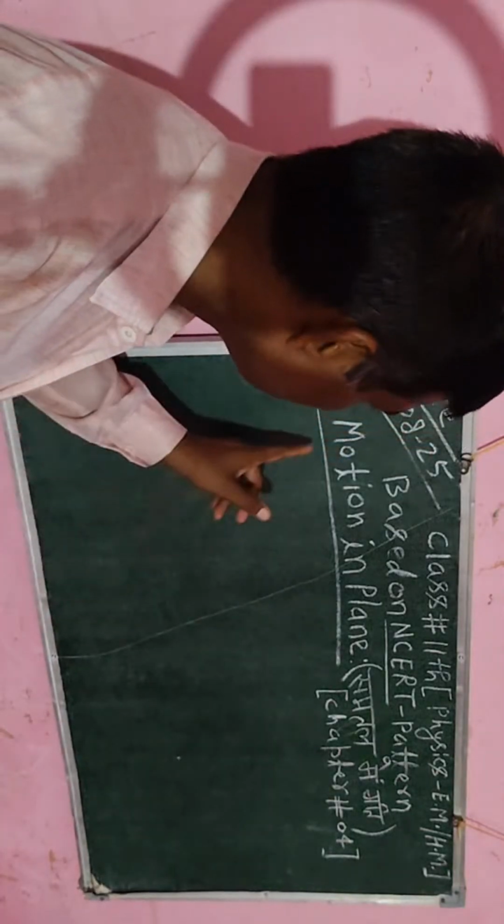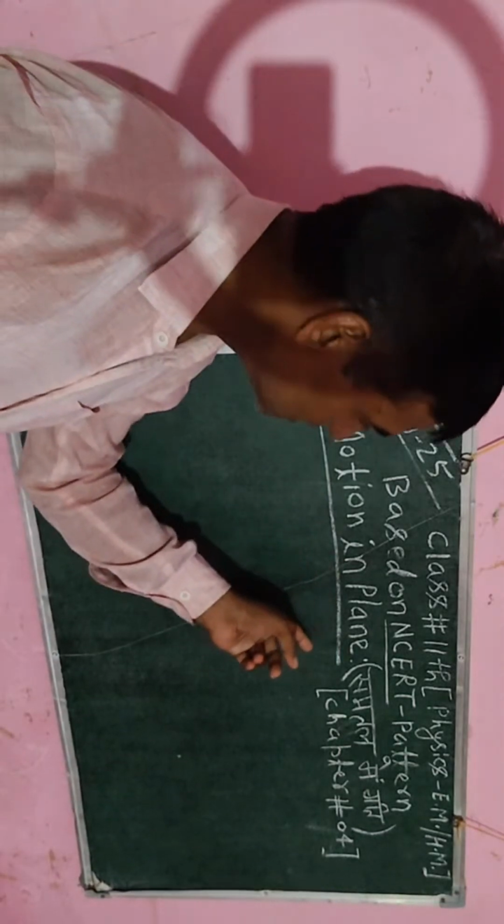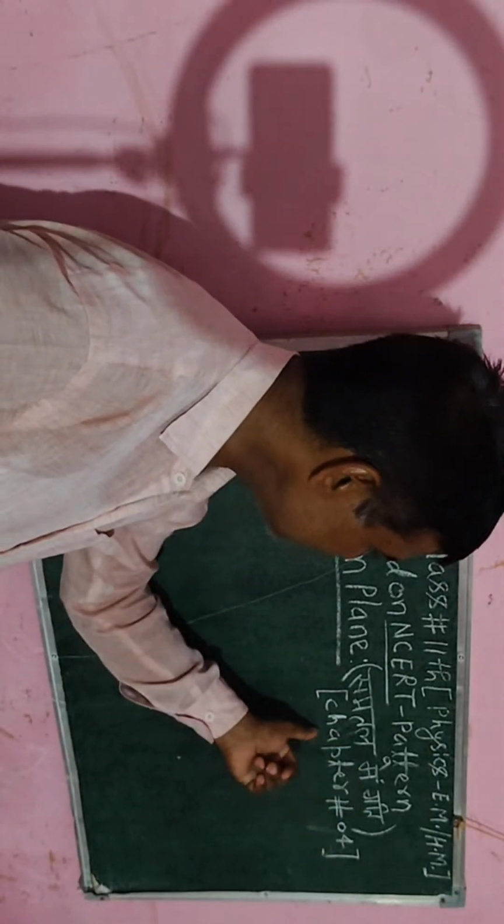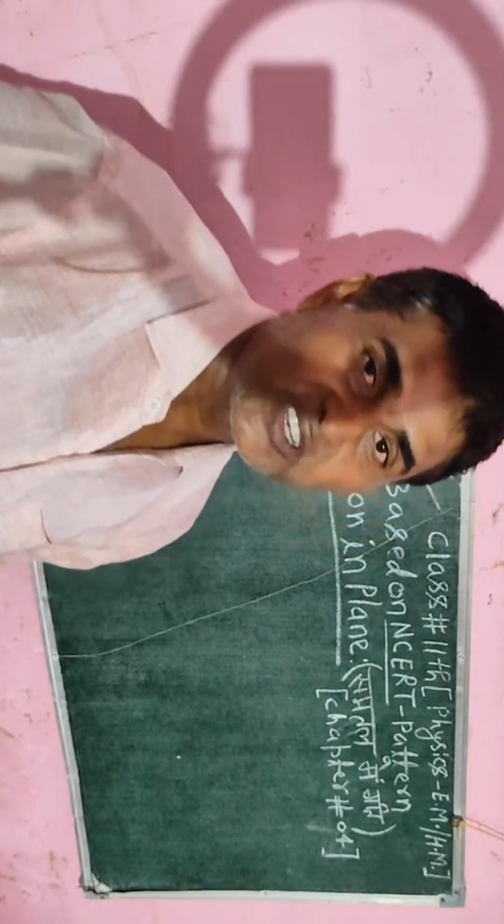Now the chapter name is motion in a plane, that in Hindi is समतल में गति. This is chapter number 4. I will explain clearly in a geometrical method, so you will understand it clearly.